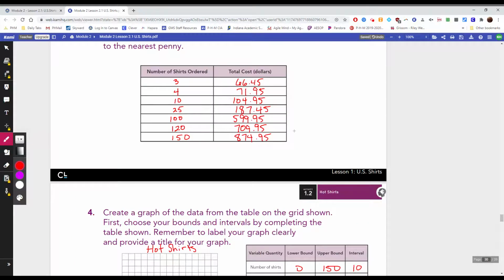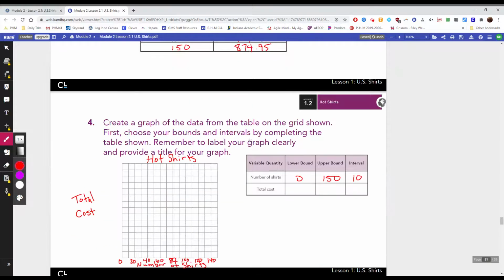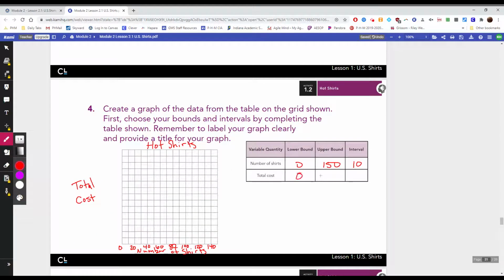For the total cost, we don't need to go up quite as high, actually. But I actually liked how it ended up with our intervals being 100 last time with the US shirts. So let's use our lower bound as 0 and the upper bound is 1500 again with intervals of 100. So just label this with me. Again, I'm just labeling every other. So it ends up just being the even numbered ones are in the hundreds place. 1200, 1400. The very top would be 1500.